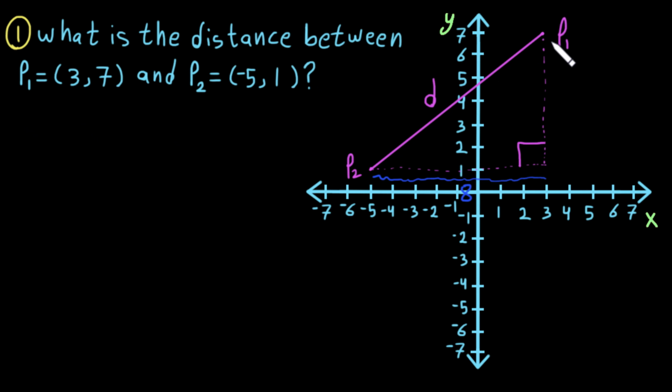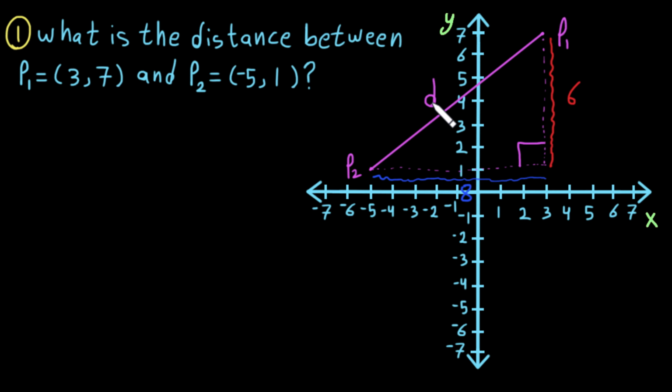So here the change from P1 to P2 is the change from 1 to 7. Here 1, 2, 3, 4, 5, 6. So from here to there is 6 units. You can think about it as from floor 1 to floor 7, which is 6. The distance between P1 and P2 vertically is 6.